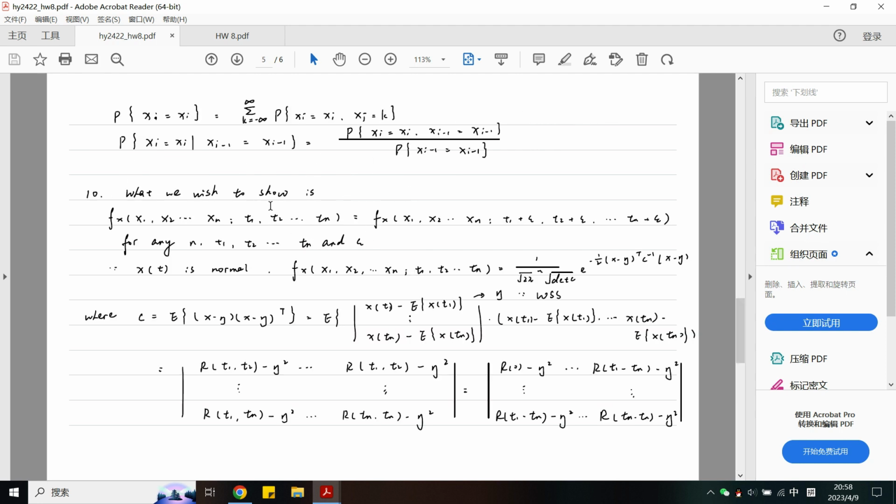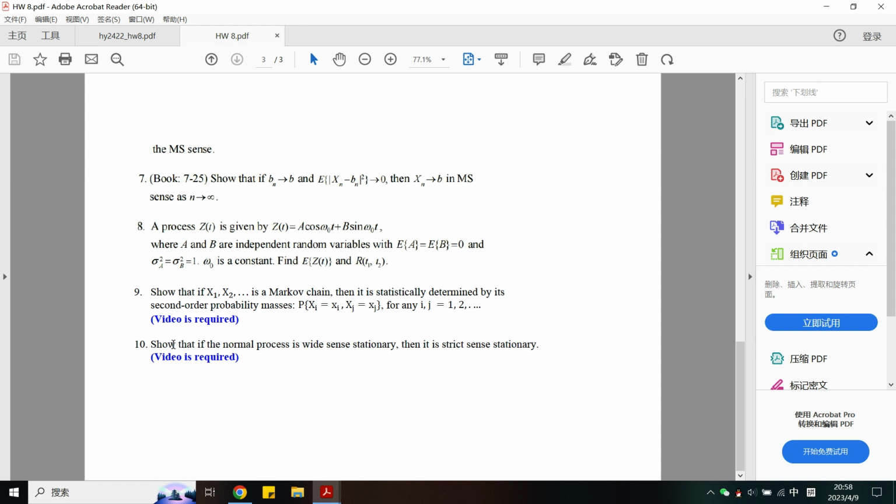After getting this conclusion, we can show that if the normal process is WSS, then it will be SSS.